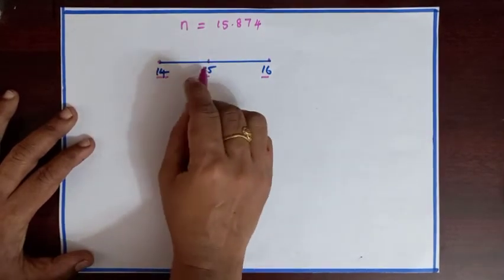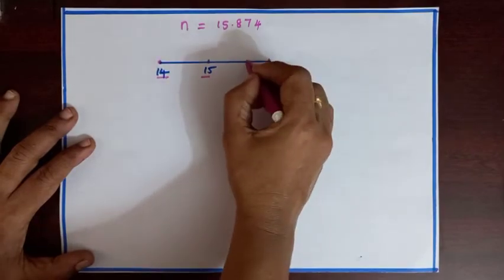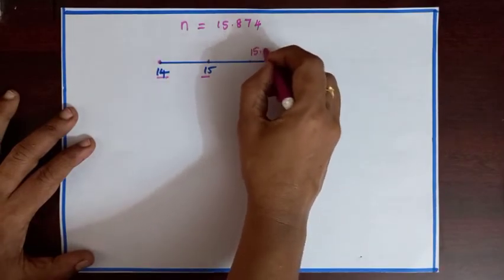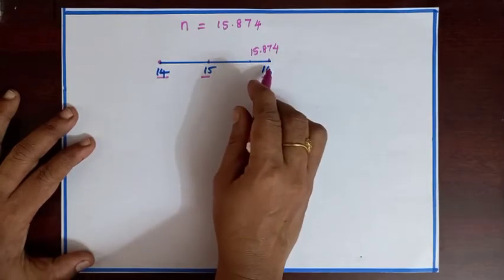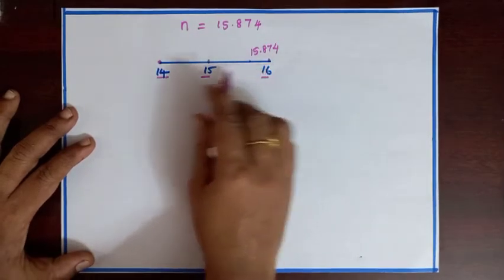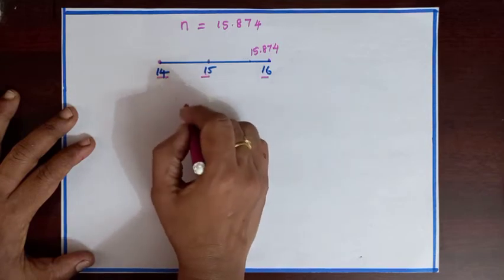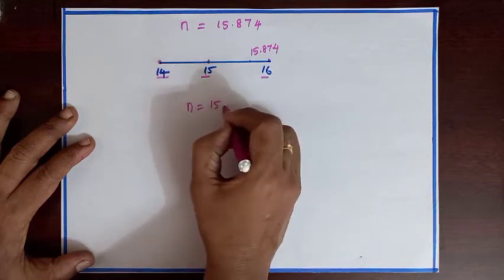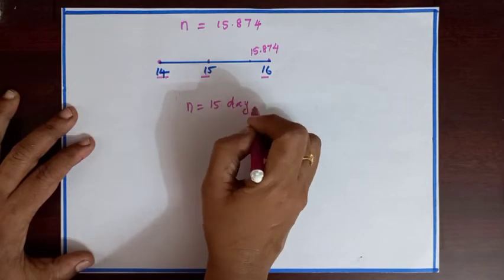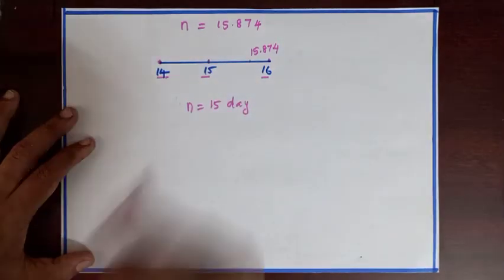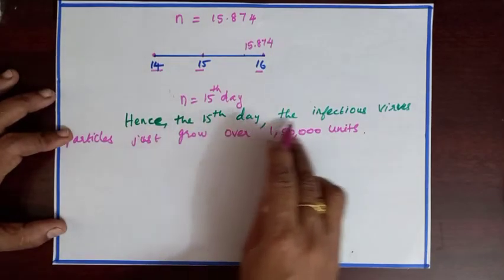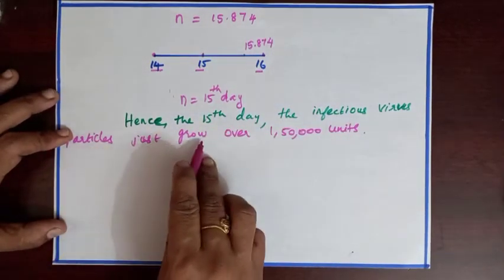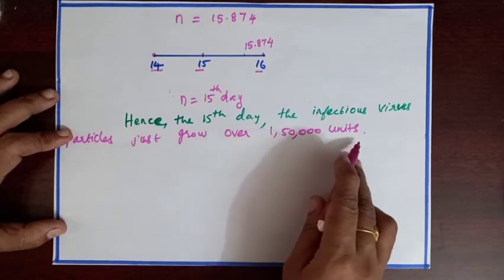Now this is the 14th day, 15th day, 16th day. The n value is lying between 15 and 16. Here the n value is 15.874. It does not reach the 16th day, so we have to consider n as the 15th day. Hence, on the 15th day, the infectious virus particles just grow over 1,50,000 units.